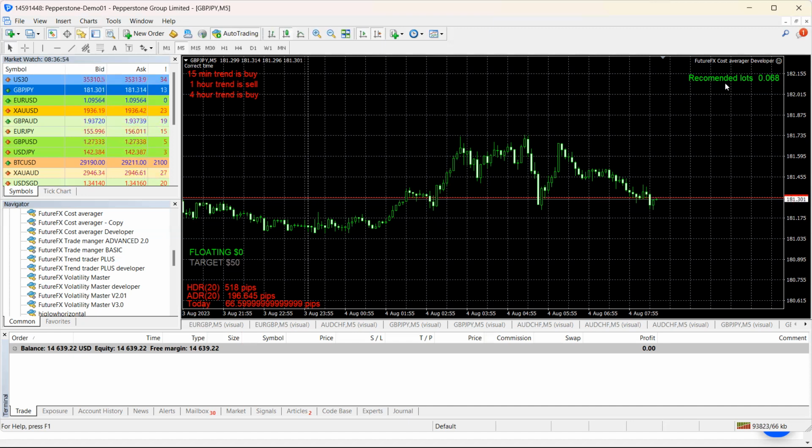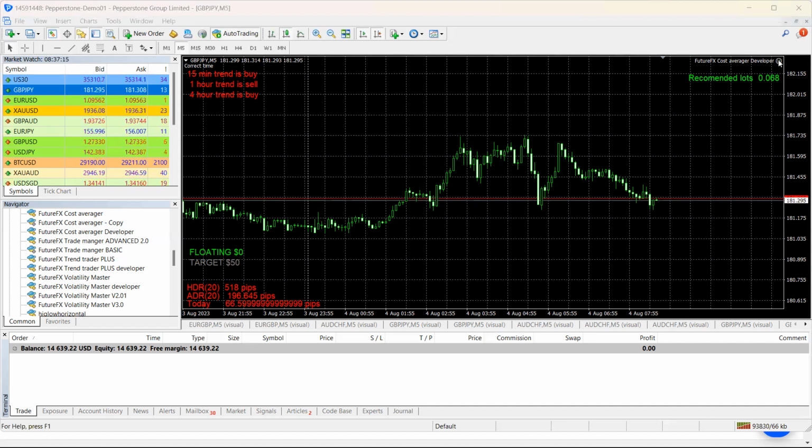It's going to calculate the actual price on this particular pair. It's going to factor in how volatile it is off the average daily range, and it's going to give you a lot size based off your account balance that you should use to incur 1% drawdown with 4 trades open.